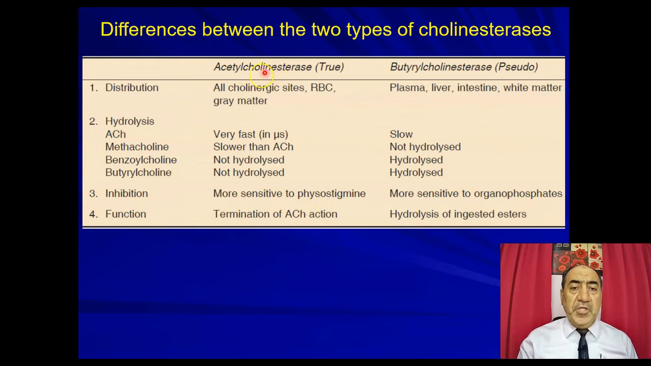Okay, regarding the function of these two enzymes, the function of the acetylcholinesterase enzyme is mainly the termination of acetylcholine action. We don't want the response elicited by acetylcholine to continue forever. We need to stop it. So, termination of acetylcholine action.